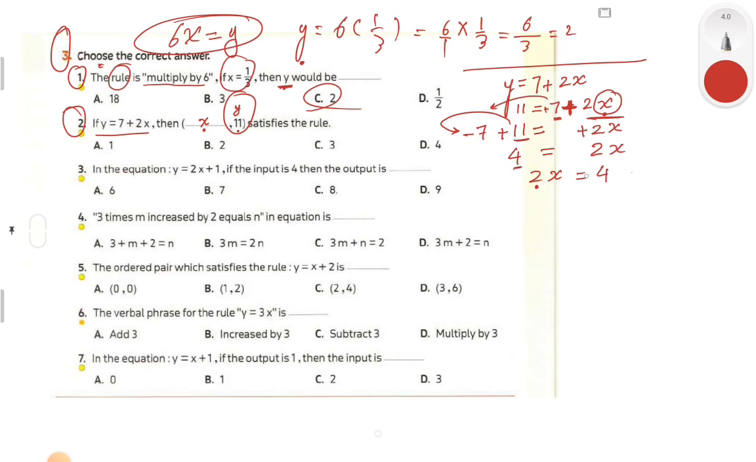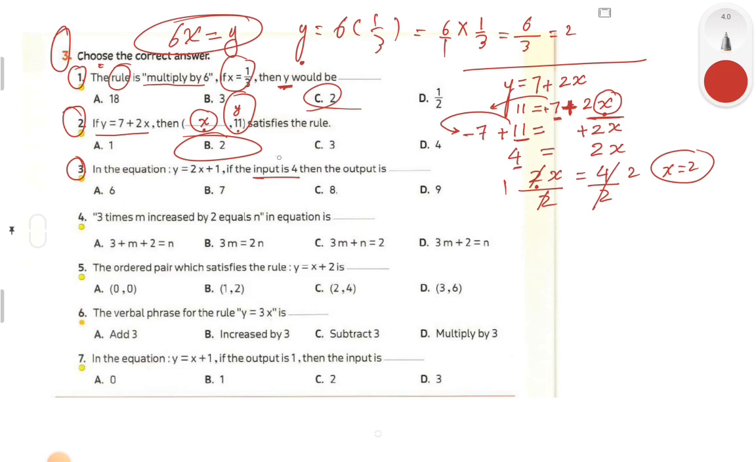The way to remove this 2 is to divide each side by 2. 2 by 2 equals 1, 4 by 2 equals 2. Now the x value equals 2. This x equals 2.